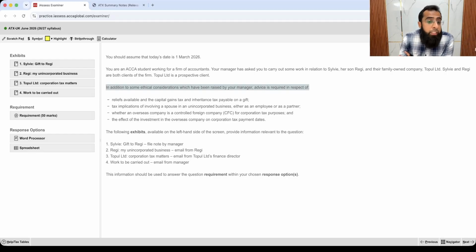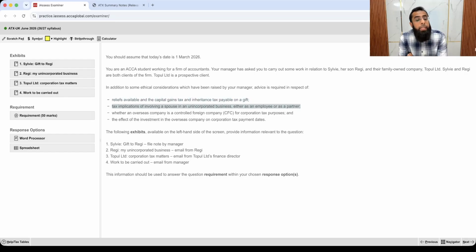So in addition to the ethics requirement, what are the additional things he has asked? Reliefs available, and the capital gains tax and inheritance tax payable on a gift. So there are some CGT and IHT implications for a gift. Then the tax implications of involving a spouse in an unincorporated business, either as an employee or as a partner. We have looked at such situations in topical discussion also, that if we hire someone as an employee or as a partner, what implications it will create. So it's doable, we'll be looking at it.